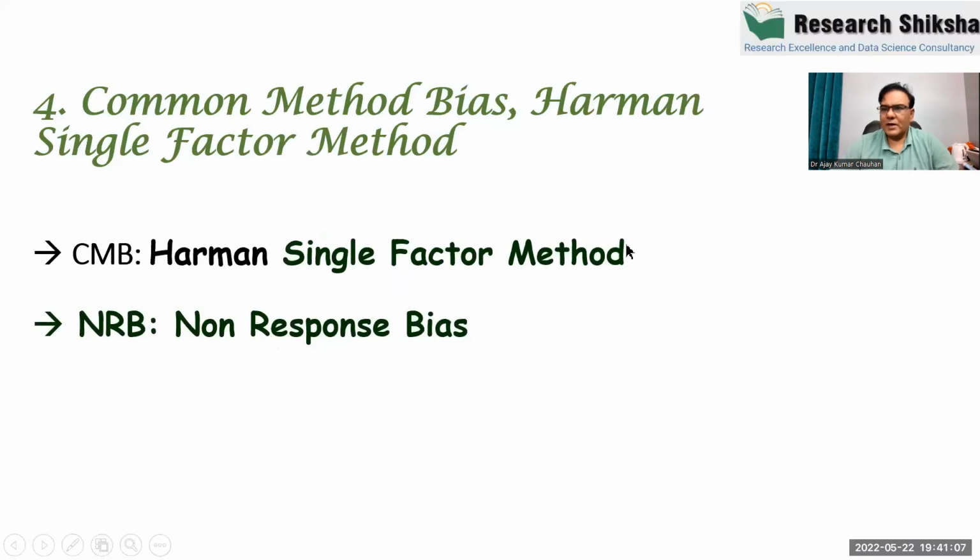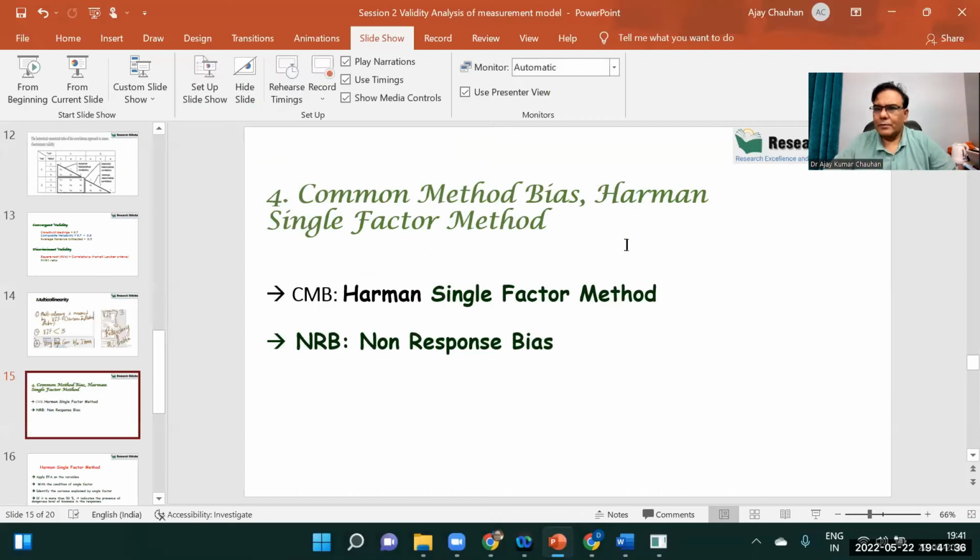Harman single factor method I am showing you. And still today, although there are many critics of the Harman single factor method, they say that this is a very old method, why are you applying this old method. But still today, I have seen many A category papers where they still follow the Harman single factor method. Even A star papers also. So today I am going to show you how to check the biasness of the data.